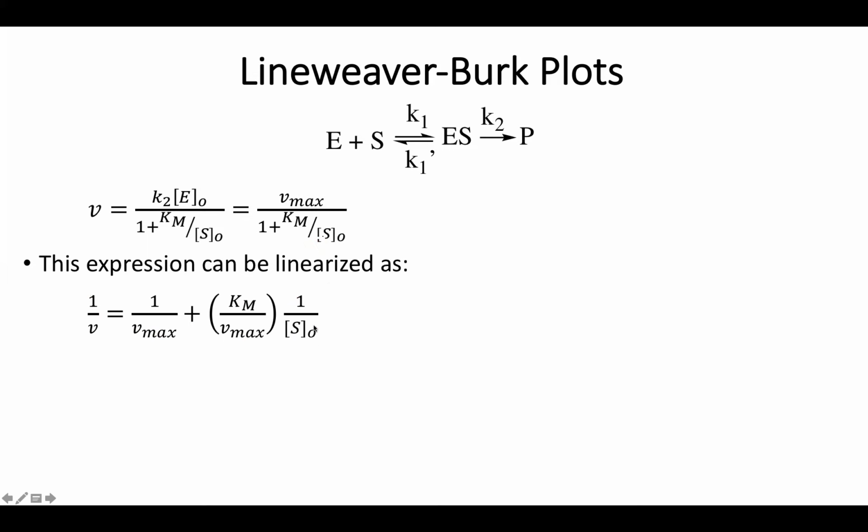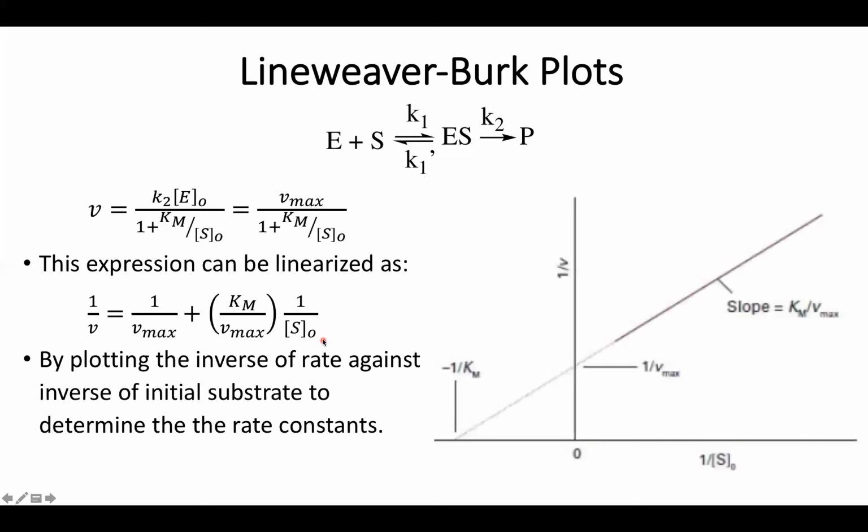And the reason why this is so nice is it's fairly easy to control the substrate concentration and then measure how the rate of reaction changes as a function of that substrate. So what we can do is plot this inverse of rate against the inverse of initial substrate. And what we can then do is come up with what's called a Lineweaver-Burk plot.